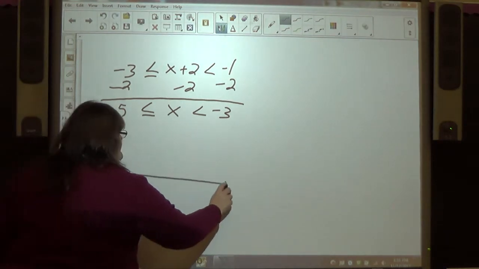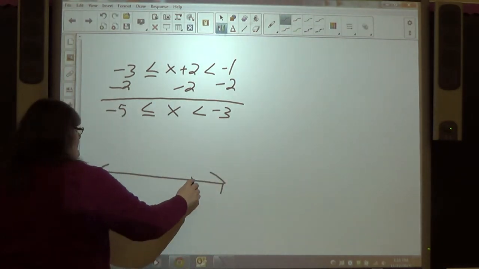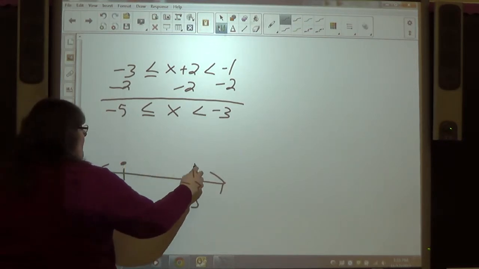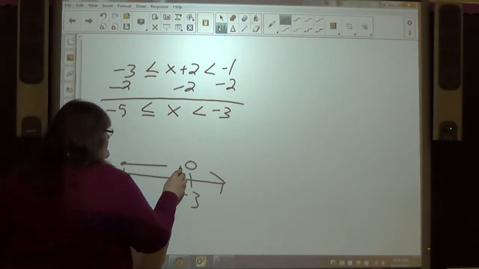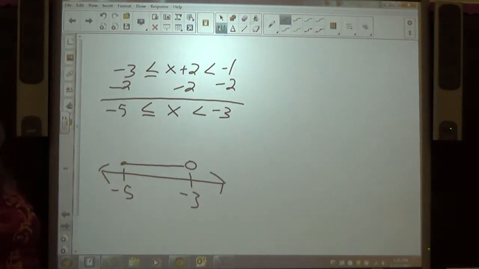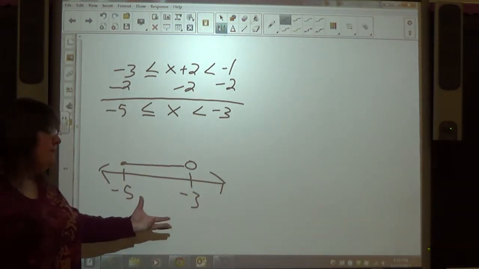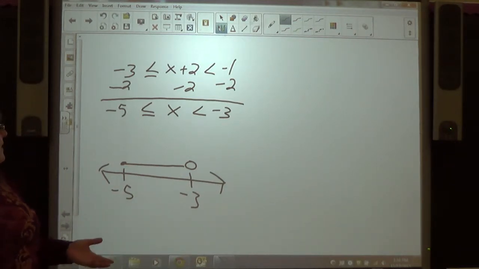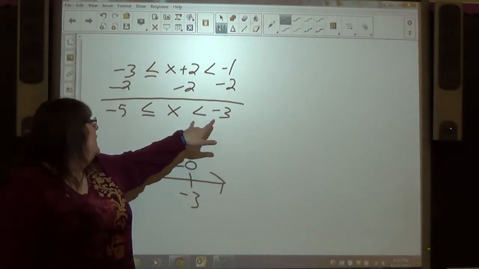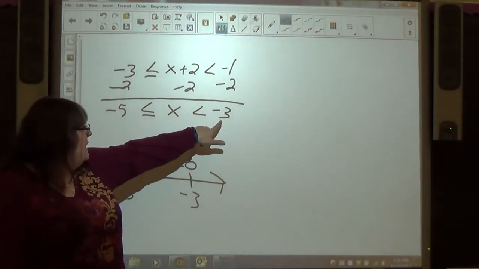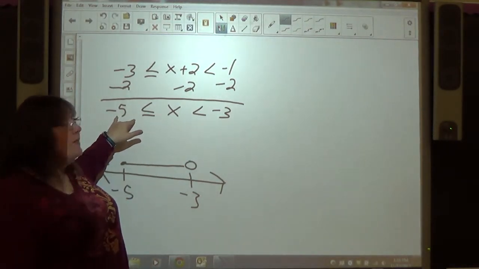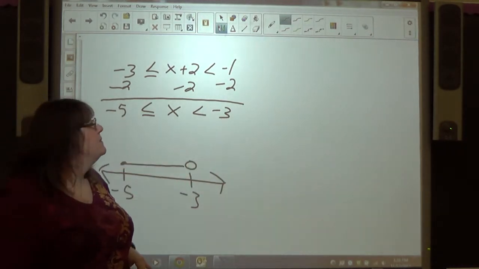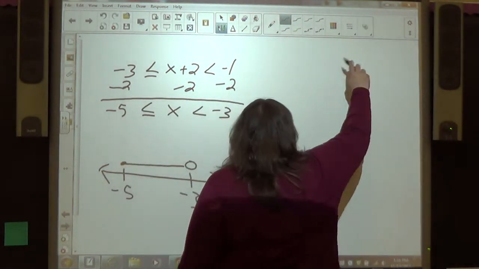Now put it on a number line. Negative 3, negative 5, dot over negative 5, open circle over negative 3, and there it is. It's in between. All numbers in between negative 5 and negative 3 are going to work. If I try to put negative 1 in here, is negative 1 less than negative 3? No. It is greater than or equal to negative 5, but it's not less than negative 3, so it fails.